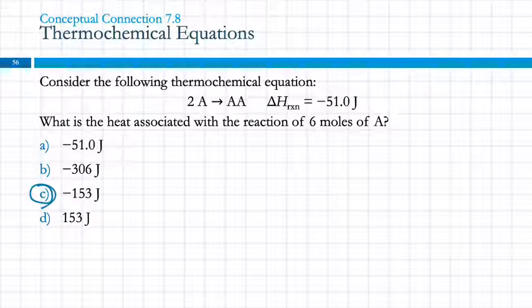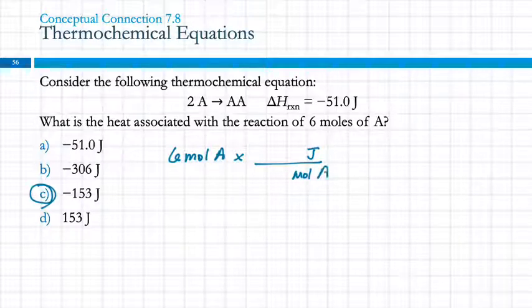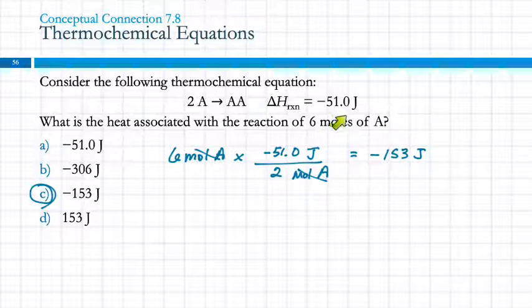We can also demonstrate dimensional analysis here. So 6 moles of A, and I want to find out how many kilojoules or joules of energy. So I can get this relationship of joules, whatever the energy unit is here, joules per moles of A. Moles of A is 2 moles of A. And the joules here is just whatever's written. So it's minus 51.0 joules. So 6 times minus 51 divided by 2 gets us minus 153. So the moles cancel out. It's negative because delta H here is negative.